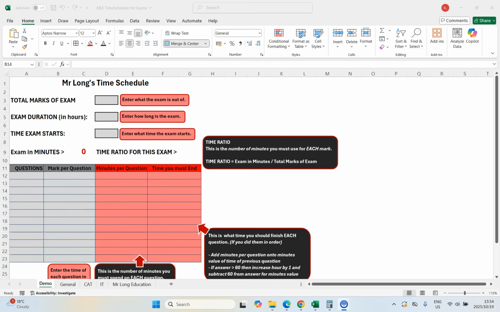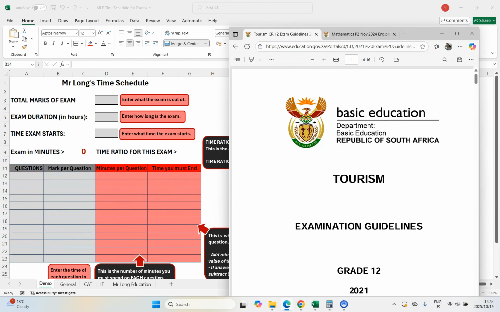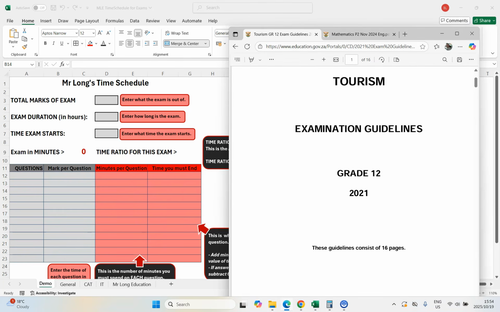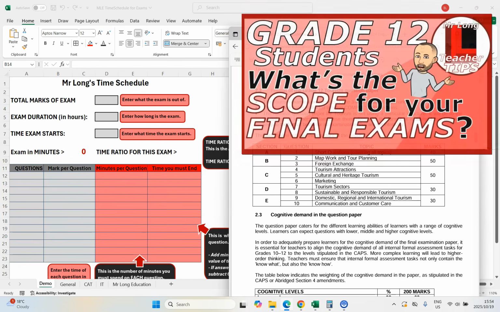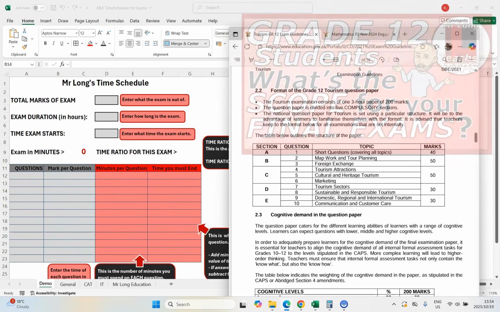Here I've got a spreadsheet just to help me with my calculations. I'm going to take, for example, a tourism exam. Let's say I don't finish my tourism exam. Over here, I've got the tourism guidelines. I don't know how the structure of a tourism paper is, but let's go have a look. By the way, our previous video explains what the guidelines are. That's the scope of the exams for matrics writing their finals. So go check out that video if you want to find out about the exam guidelines, about the scope of your finals.